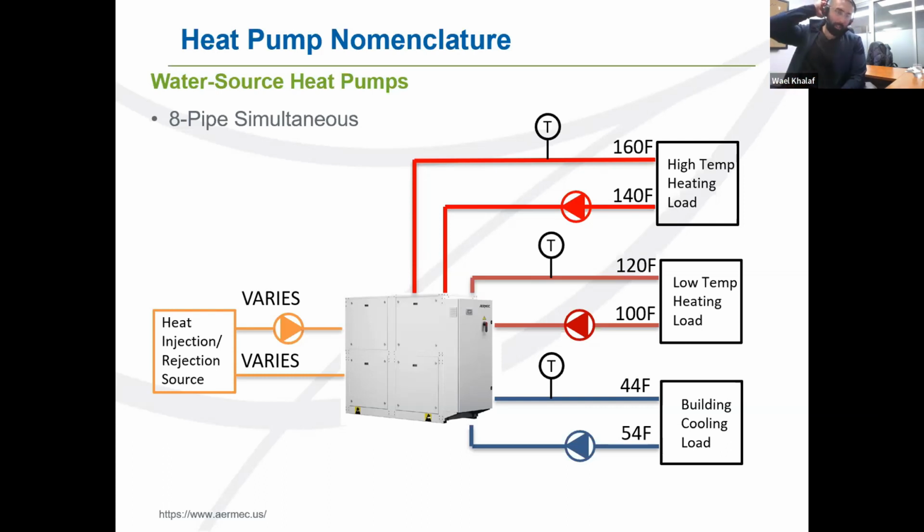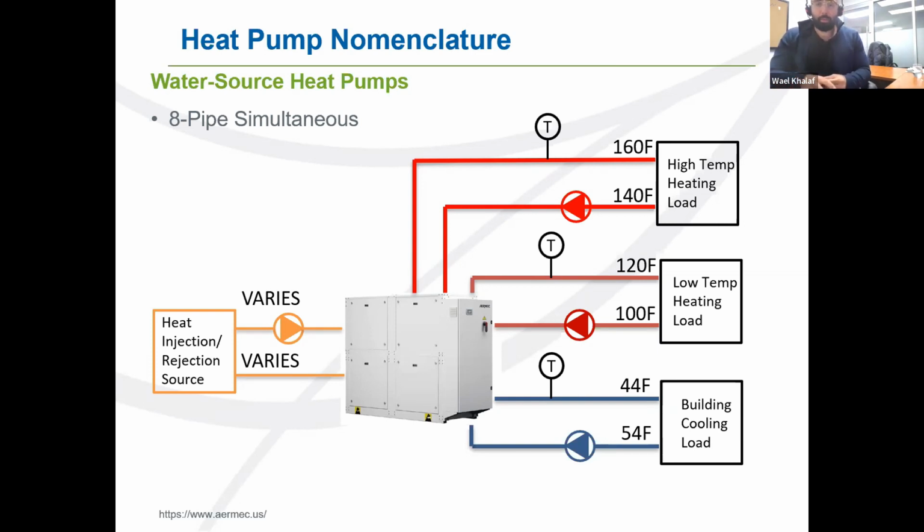Since the high temp heating load is 160 to 140 or even a bit higher, we can use that to actually do domestic hot water production. Now, the heat exchanger that's built into this machine is not a dual wall heat exchanger. We're going to talk about domestic water in the next slide, but essentially you can raise that temperature high enough that you can run it through a double wall heat exchanger and then make some hot water production.